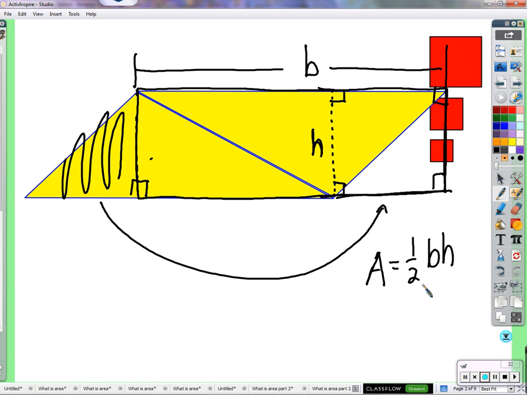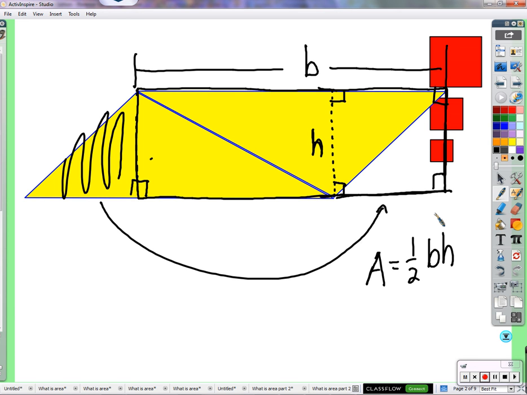You take the base of the triangle, multiply by the height. That's the area of this rectangle. But because that rectangle is made of two triangles, we know that what we need is just half of that. Base times height, half of that. Half of base times height. 1/2 times base times height.